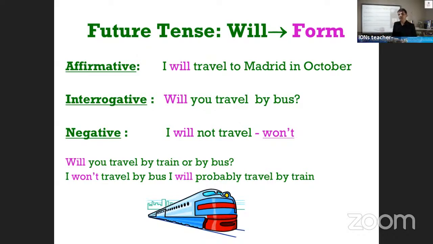Now the future tense will has the usual forms. I just put this slide here for your easy reference. One thing to remember is that will behaves like a modal verb. So as a modal verb, it is a modal auxiliary nowadays. So you cannot say, I will there. You must say, I will go there.